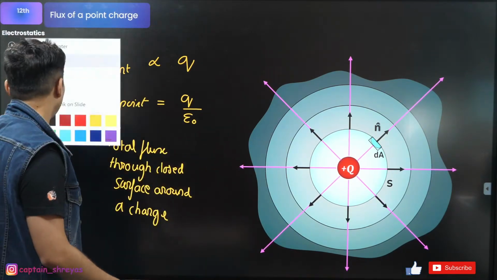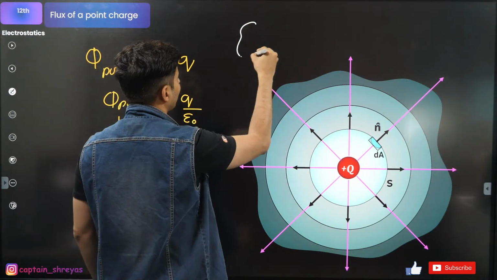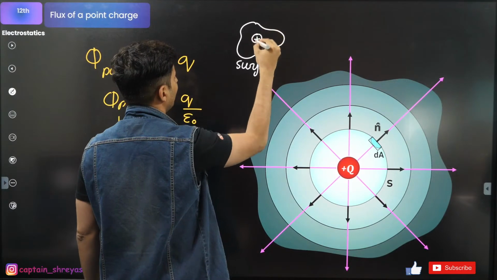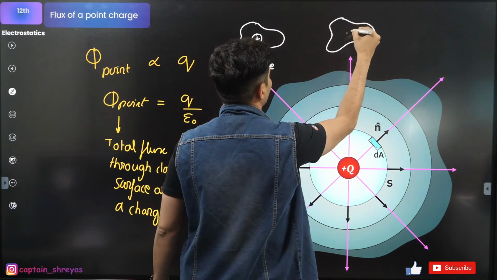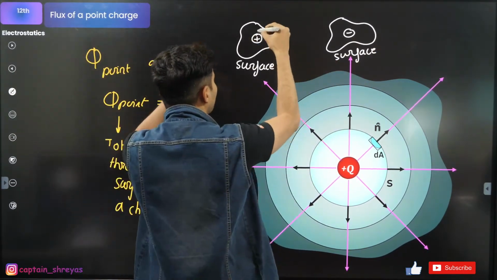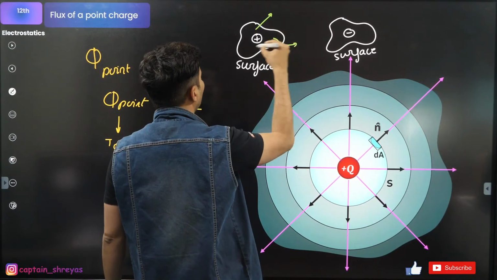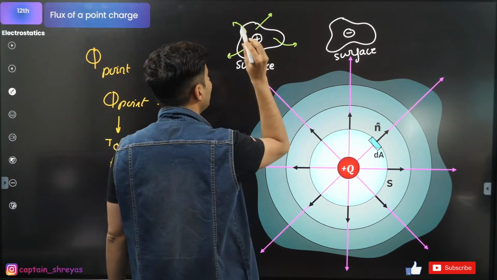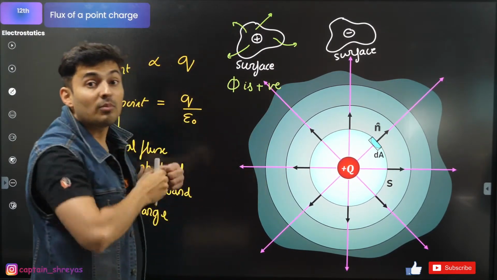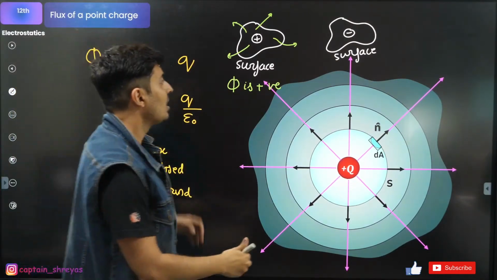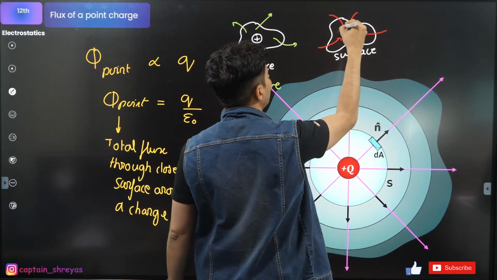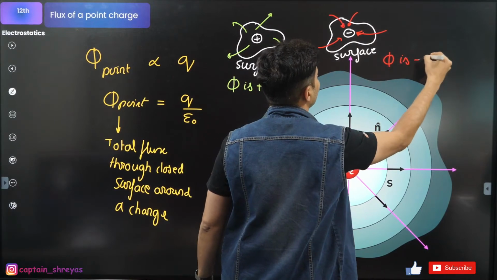One more thing I would like to point out over here. If you take a closed surface, imagine this is nothing but a surface. This is, let's say, a positive charge. Again, I take a negative charge. Again, this is a surface. If it's a positive charge, you will see field lines will come out of it. In such a case, the flux is basically positive. When it comes outside, the flux is positive. Whereas for a negative charge, you will see the field lines will end over here. So it comes inside. So here the flux is negative.